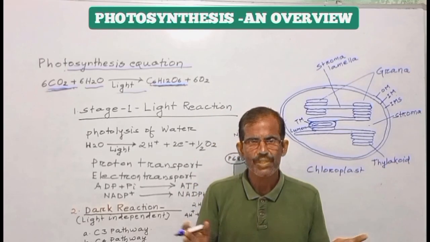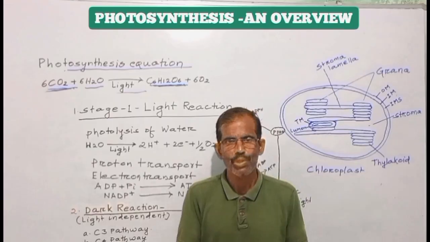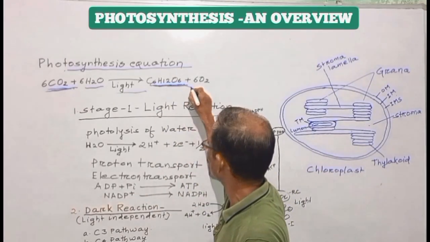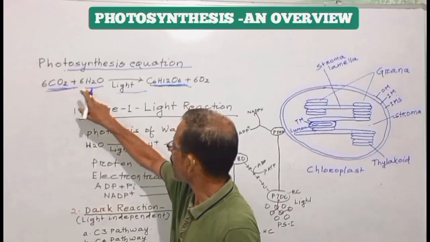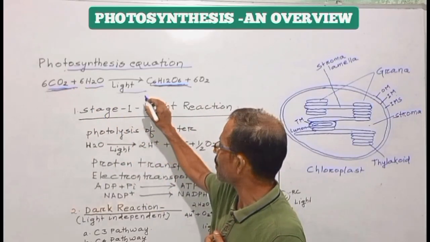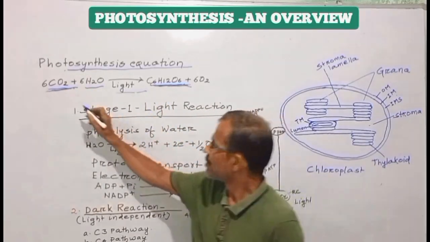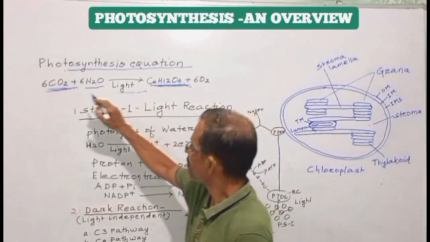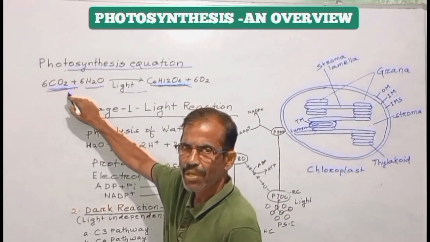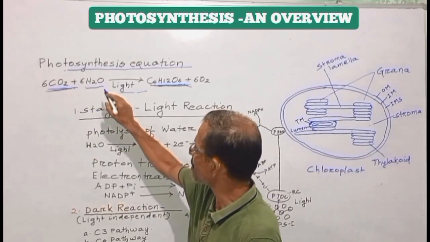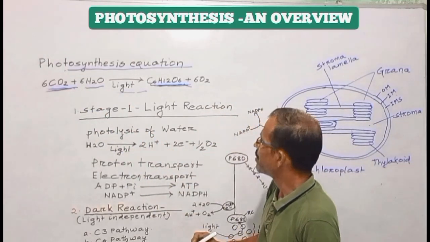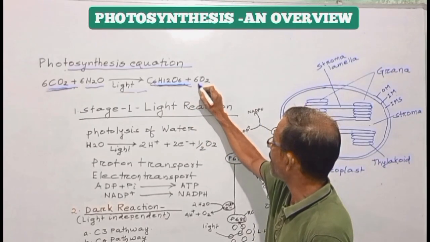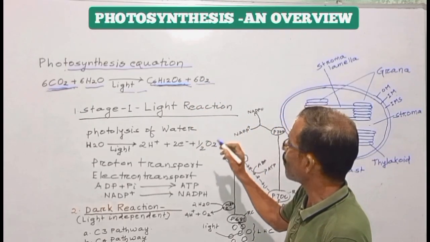Photosynthesis is a complex physiological process by which green plants produce simple sugars such as glucose from carbon dioxide and water in the presence of sunlight. This is the equation for photosynthesis, in which 6 molecules of carbon dioxide react with 6 molecules of water to produce 1 molecule of hexose and 6 molecules of oxygen.